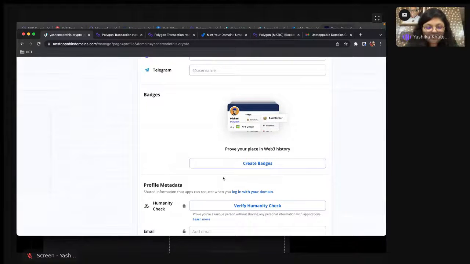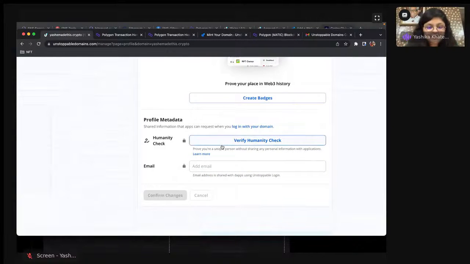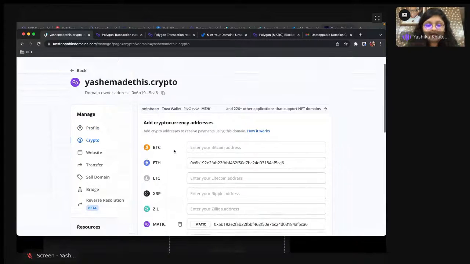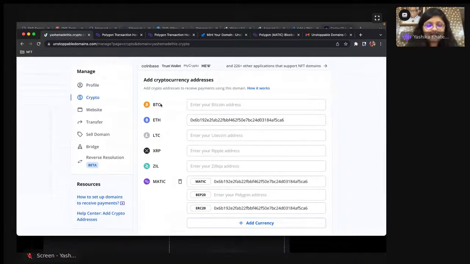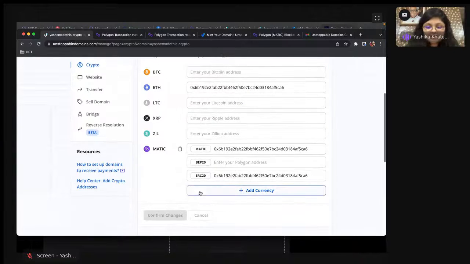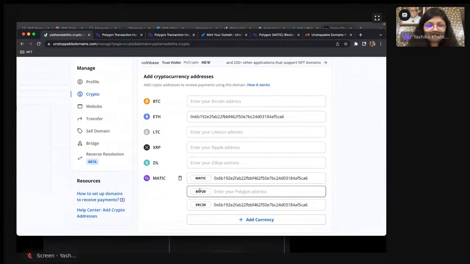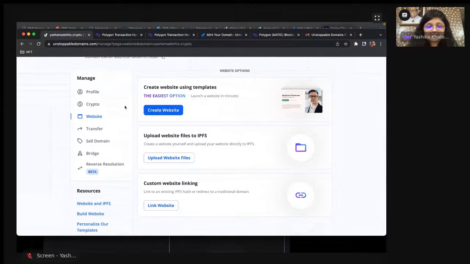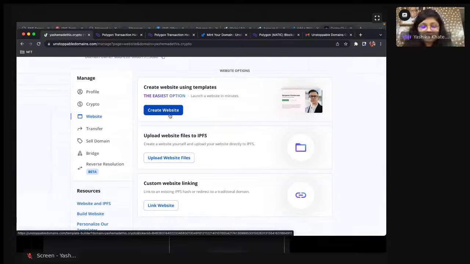I can create badges for myself. I can verify that I'm a human. I can add email to this. Great. In crypto, I can add all these addresses. If I have Bitcoin address, Ether address, Litecoin, Ripple, Zilliqa, Matic in BP20, ERC20, all these can be added here. If I wanted to add some more, see, there are 226 plus other applications that support these domains. If I want to make my own website, see here, this is the option. So I go here, create website, and it would take me to pre-made templates.